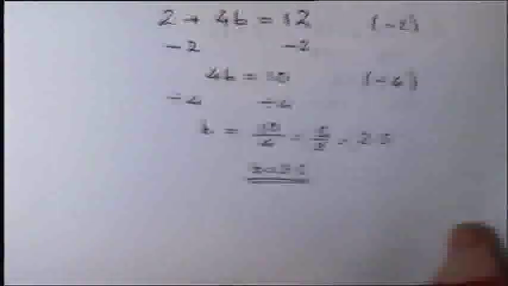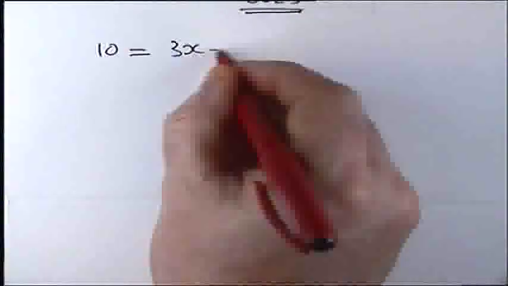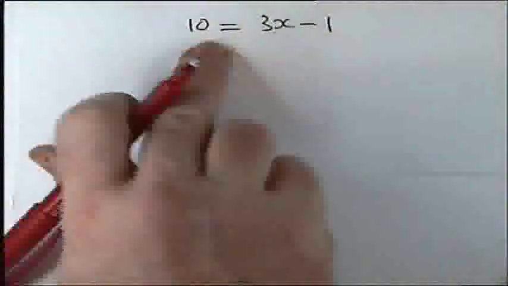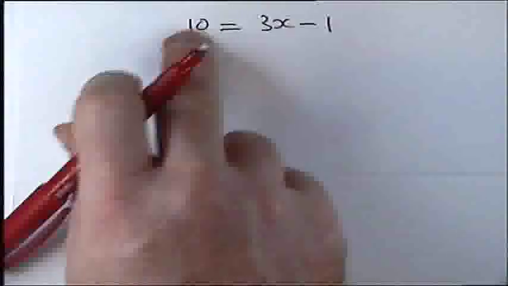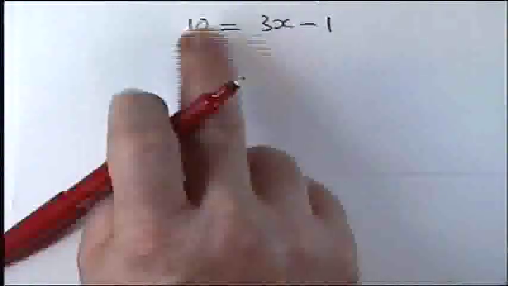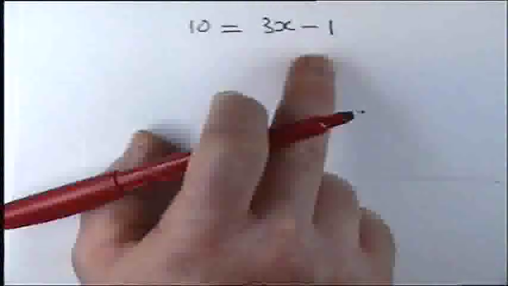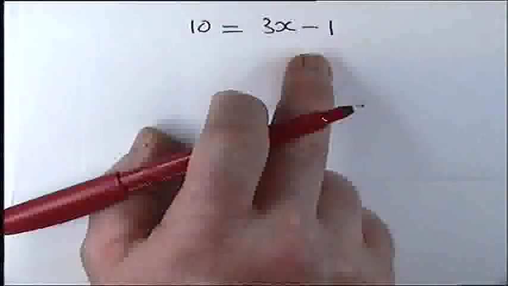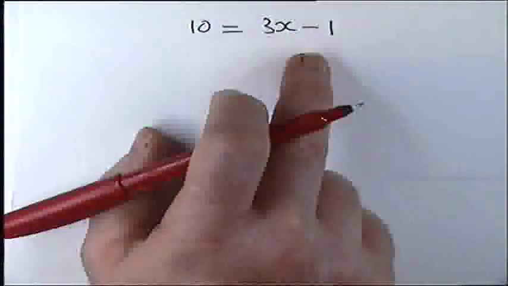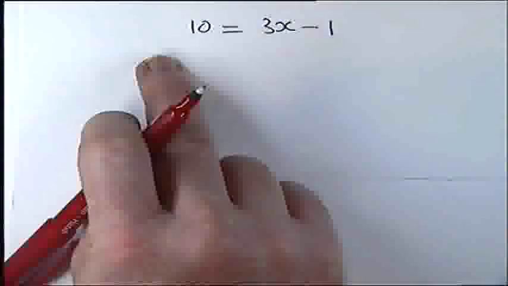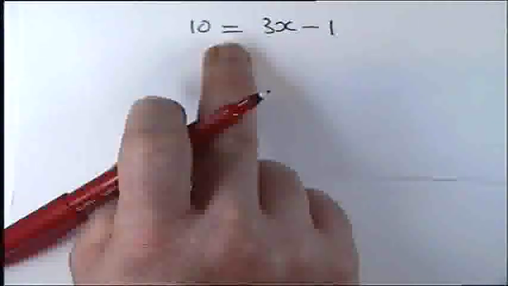Now last one together. And that's 10 equals 3x minus 1. And again, don't be thrown by the fact that the 10 is on the left hand side. The 10 is as simple as it can be. There's no unknowns on the left hand side now, all the unknowns are on the right hand side. So we're going to work on the right hand side, but whatever we do to the right, we're also going to do to the left, because it's got an equals.